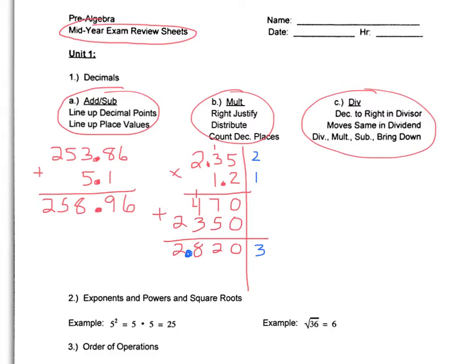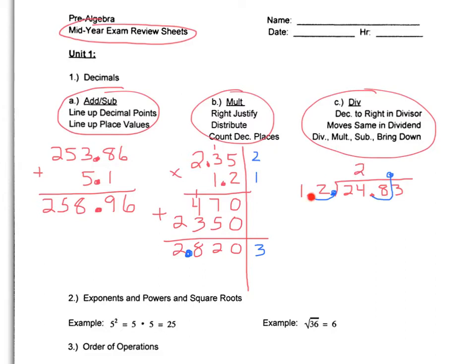Alright, next, division. If I want to take 24.83 and divide it by 1.2, I first have to move this decimal all the way to the end. Since that took 1 place, this one's going to move the same amount and then go straight up. Now I just divide. How many times does 12 go into 24? First of all, it doesn't go into 2, so how many times does 12 go into 24? Twice. Put it right above the 4.